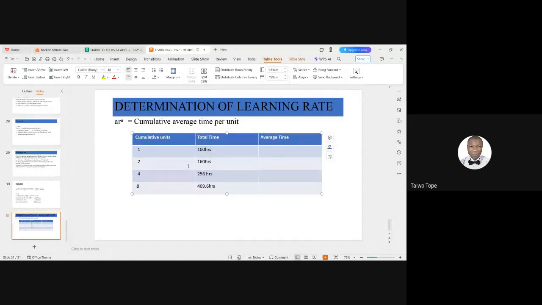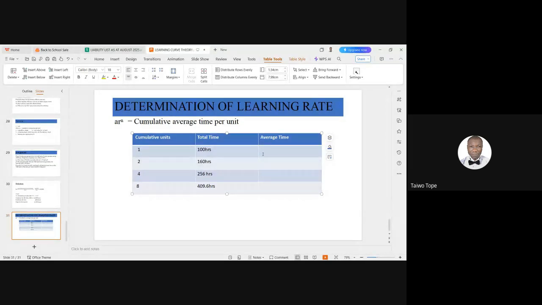It means, if you want to interpret this now, it shows that when you produce 1 unit, you use 100 hours. Now, how many hours do you use to produce the second unit? It will be the difference between 160 and 100 hours. That will be the total time you use to just produce the second unit at this point. But where I'm driving to is this.